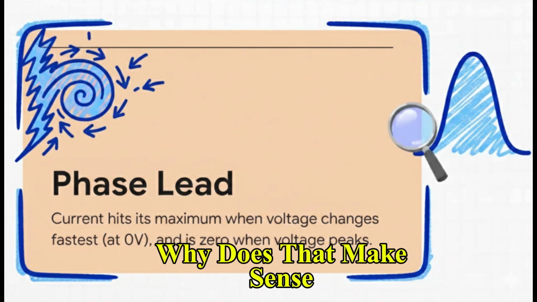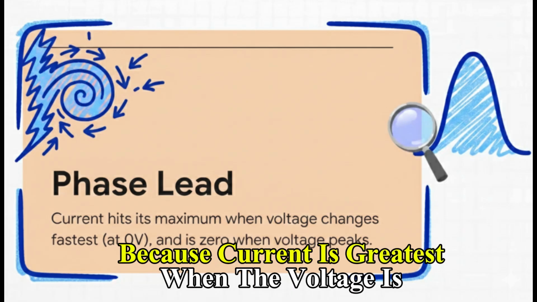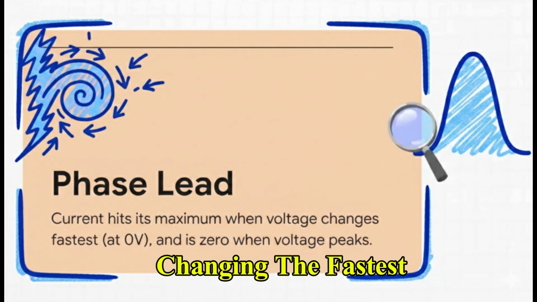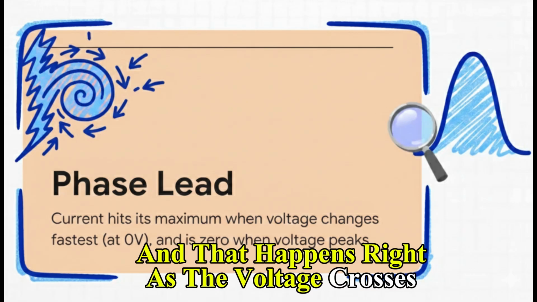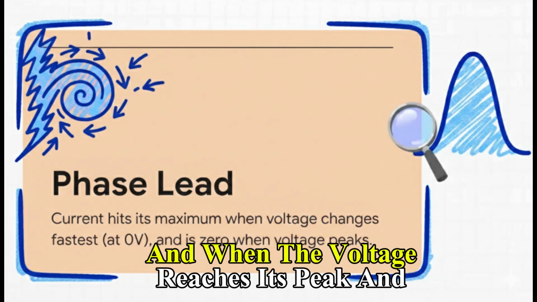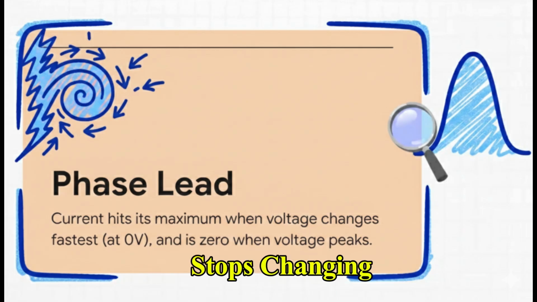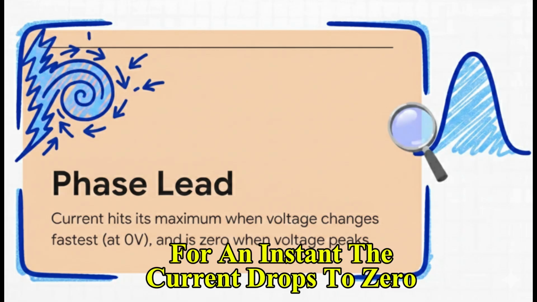Why does that make sense? Because current is greatest when the voltage is changing the fastest, and that happens right as the voltage crosses zero. And when the voltage reaches its peak and stops changing for an instant, the current drops to zero.